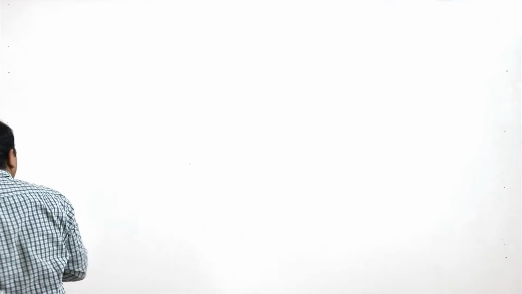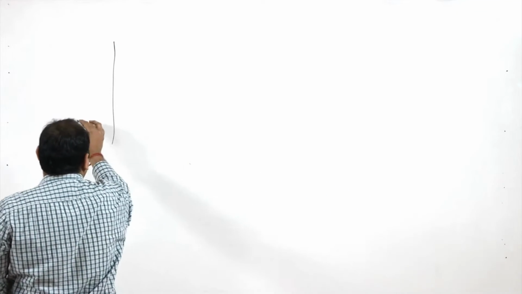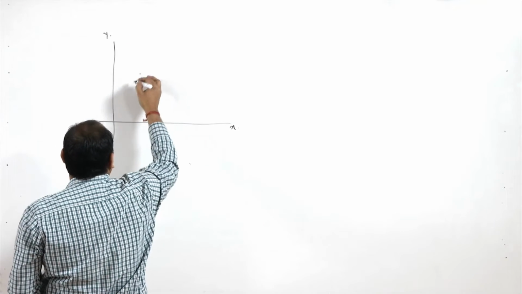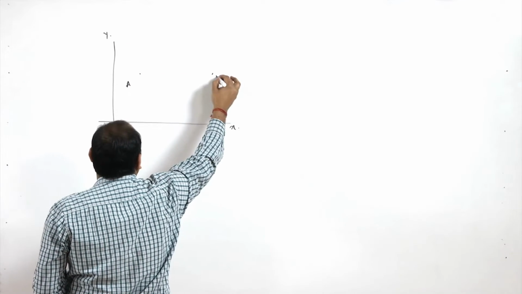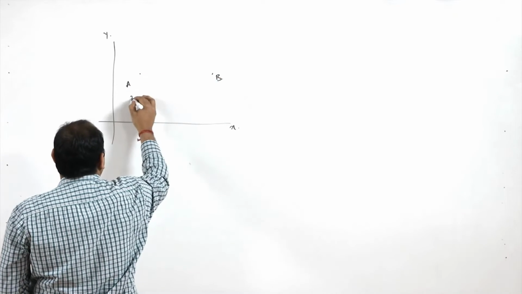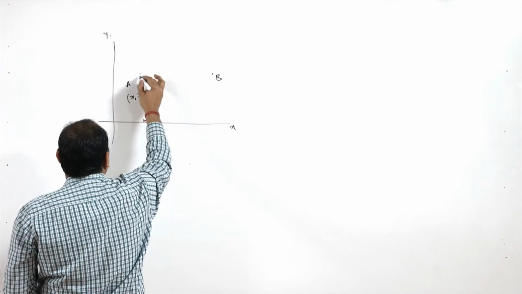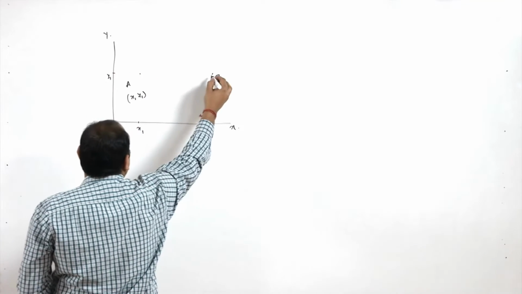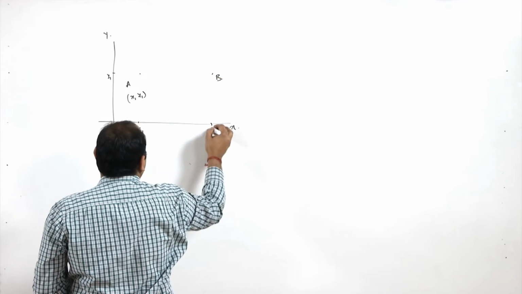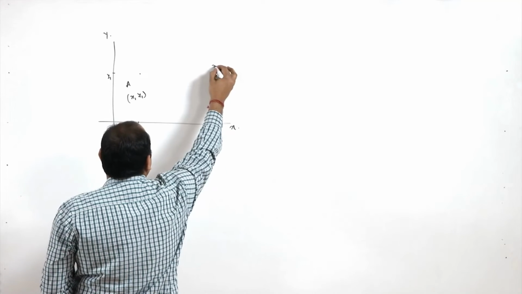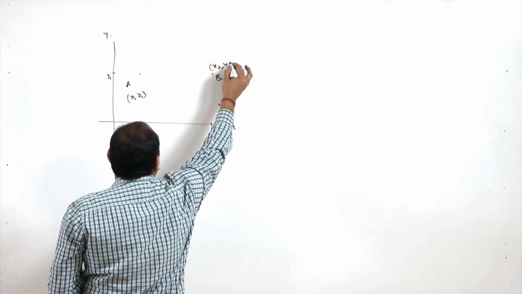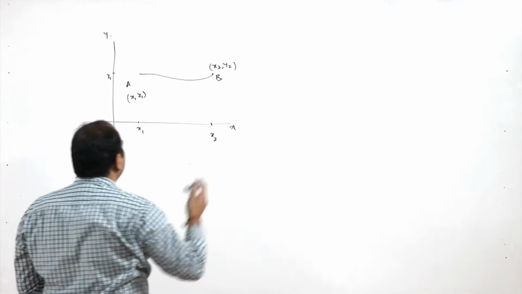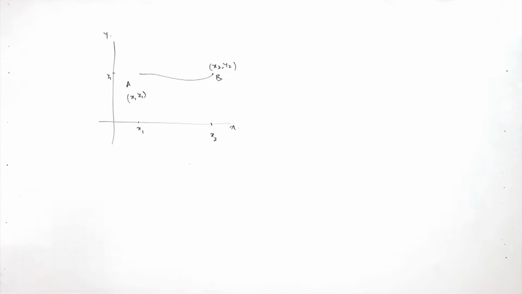So here we have, let us say, an xy plane. We have a point A and a point B. A is given as (x1, y1), so this is your x1 and the corresponding y1, and here we have another point (x2, y2).